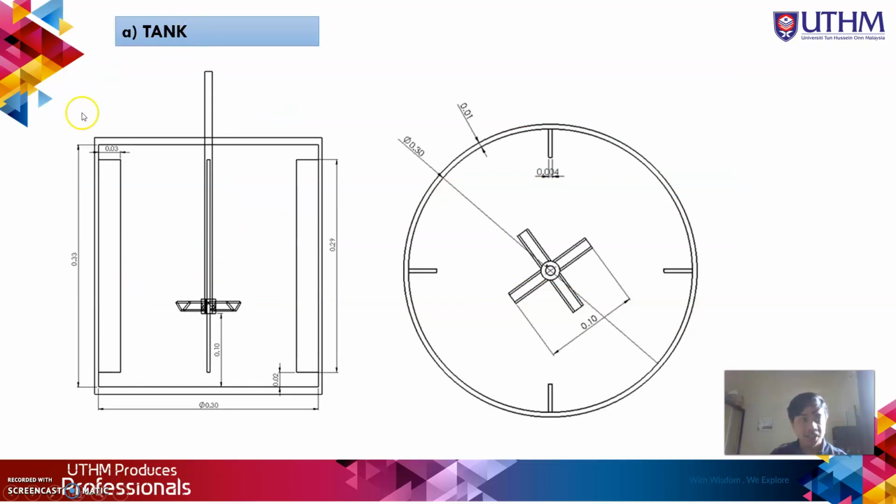As you can see, this is the sketching of my steel tank. The inner diameter of the steel tank is 0.3 meter. The inner height of the steel tank is 0.33 meter. The width of baffle is 0.03 meter. The baffle length is 0.29 meter. And the baffle thickness is 0.04 meter. The distance between the impeller and the bottom of the tank is 0.1 meter. The distance between the bottom of baffle and the bottom of steel tank is 0.02 meter.